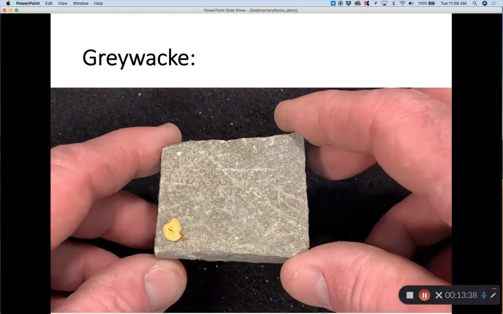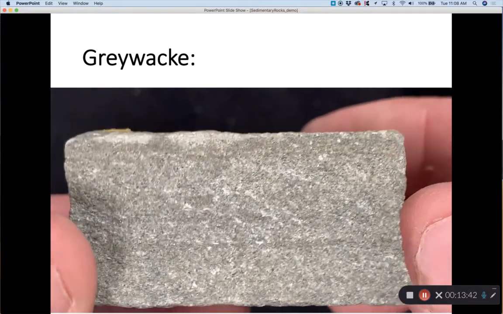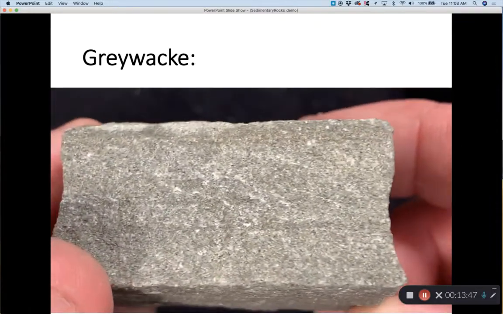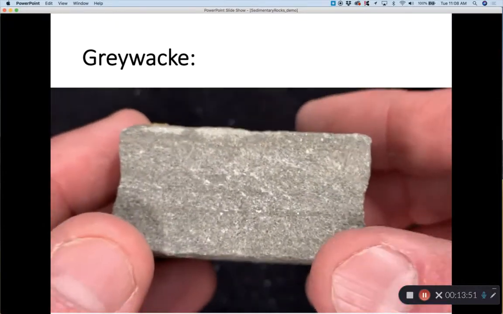How do you tell the difference between a greywacke and a mudstone if they're both just sort of dark-looking rocks? Well, again, let your fingertips be the guide. If you feel abrasiveness on a freshly broken surface, you're feeling sand grains, and so the rock is most likely a greywacke.